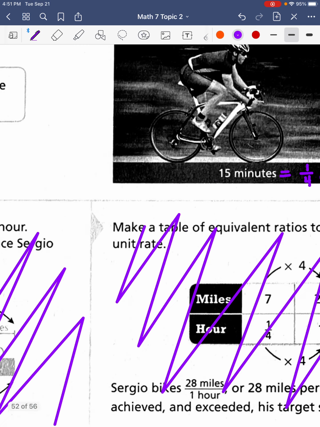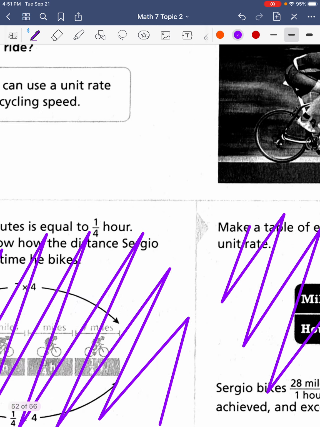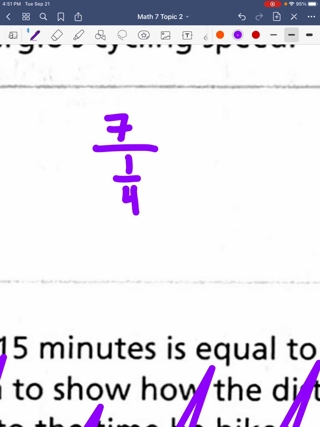So we're going to use 1/4. So he bikes 7 miles in 1/4 of an hour. So we want to know how much he will bike in just 1 hour. So I want to remind you about the concept of complex fractions. So this really means 7 divided by 1/4, right?